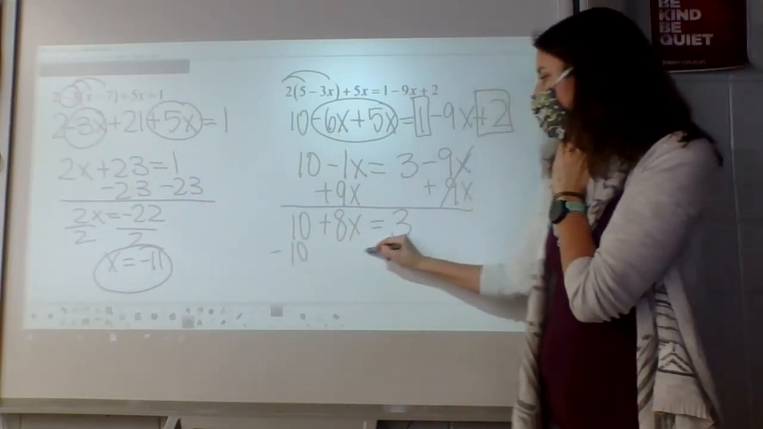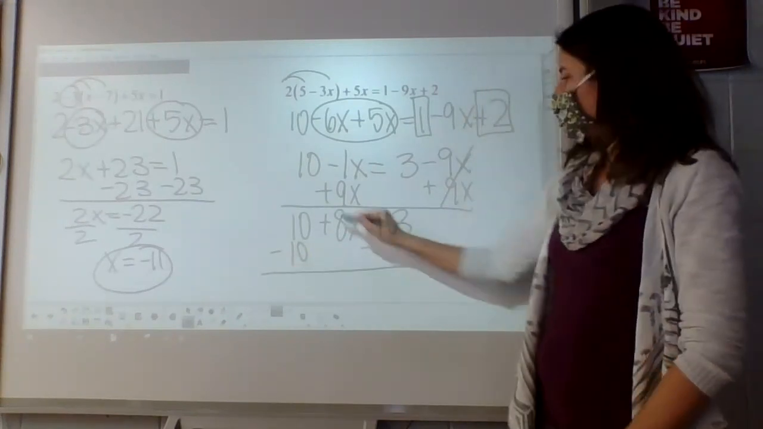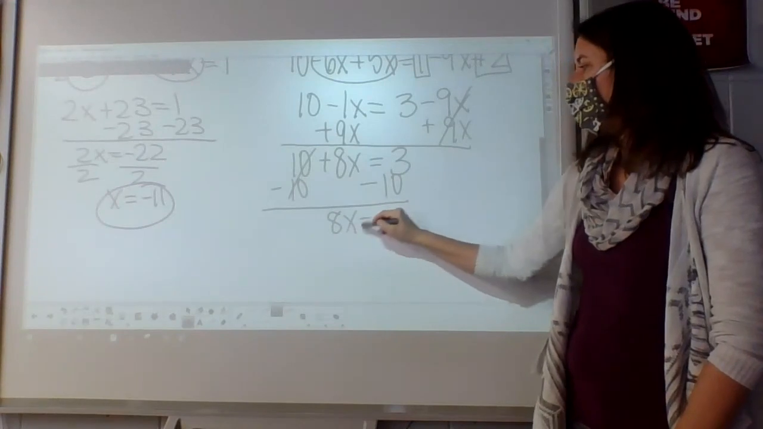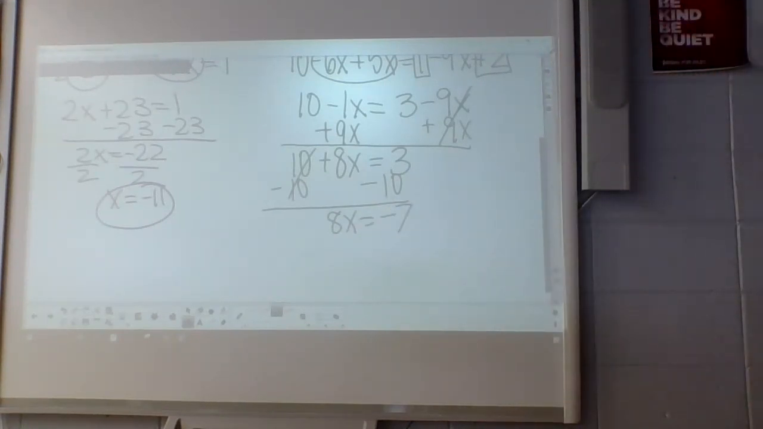And move this 10 over. Looks like we're going to end up with a fraction or a decimal, and that's okay. And then we'll end up dividing by 8.